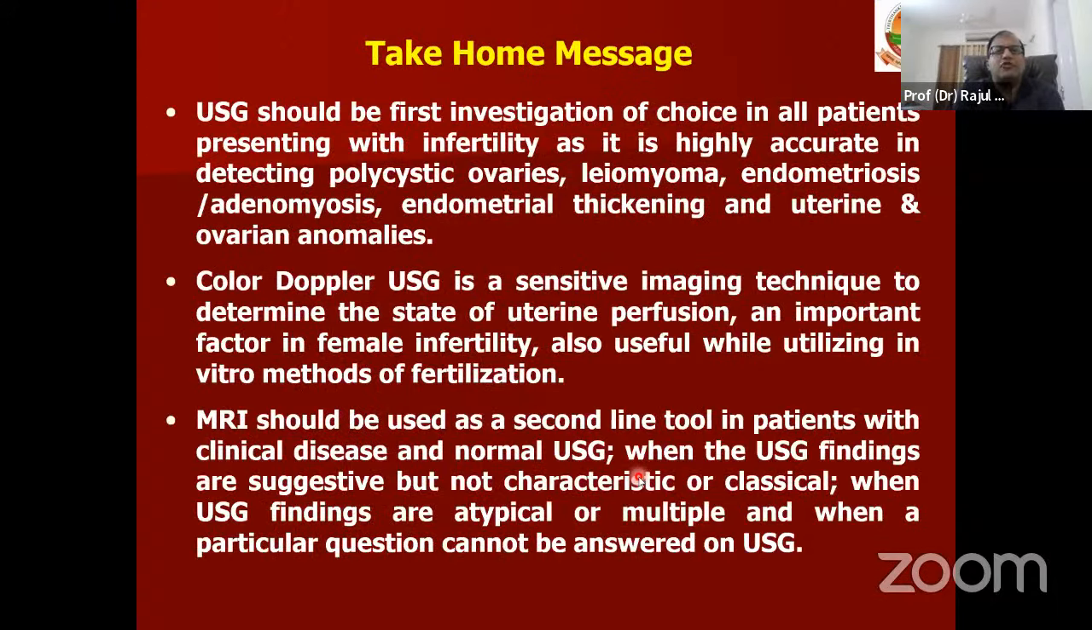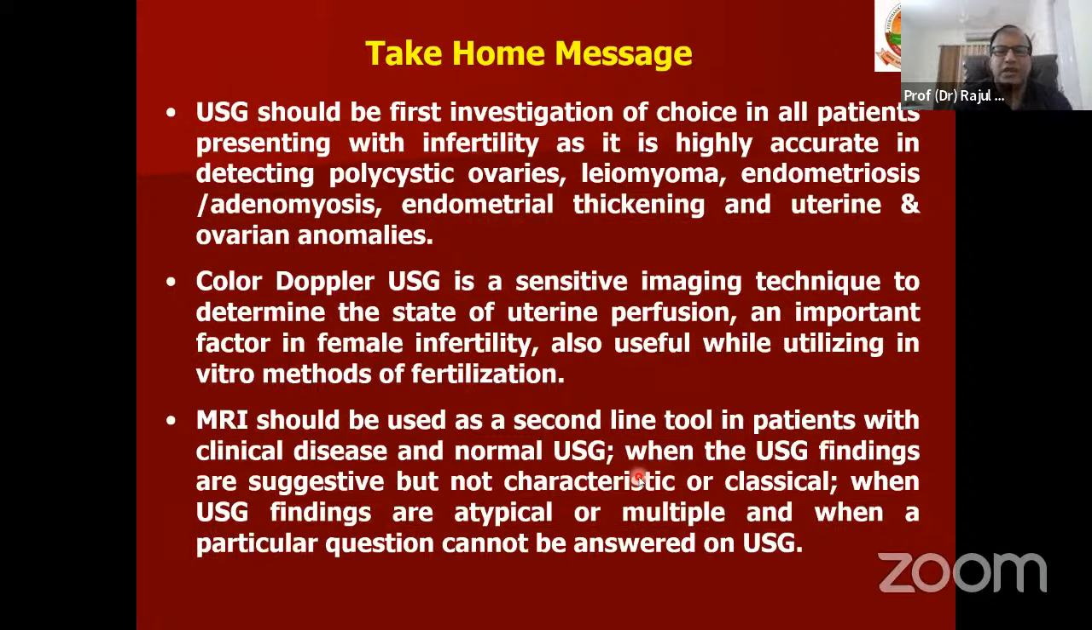So the take home message is ultrasound should be the first investigation of choice in all patients presenting with infertility, as it is highly accurate in detecting polycystic ovaries, leiomyoma, endometriosis, adenomyosis, endometrial thickening, and uterine and ovarian anomalies. Color Doppler ultrasound is a sensitive imaging technique to determine the state of uterine perfusion, very important while we are looking at uterine receptivity, an important factor in female infertility, also useful while utilizing in vitro methods of fertilization.